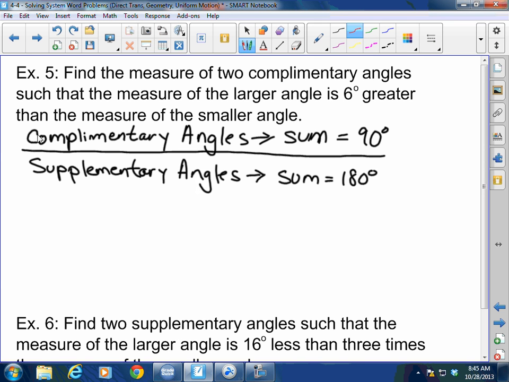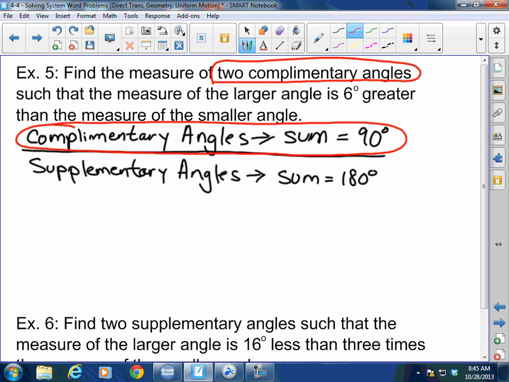So now let's get back to our word problem. Find the measure of two complementary angles such that the measure of the larger angle is 6 degrees greater than the measure of the smaller angle. This is a very confusing one for most people. And that's because they don't remember the first basic equation. If they're telling you right off the bat, find the measure of two complementary angles, well, if they're complementary angles, don't we know already that the first angle plus the second angle has to equal 90 degrees because it's complementary?